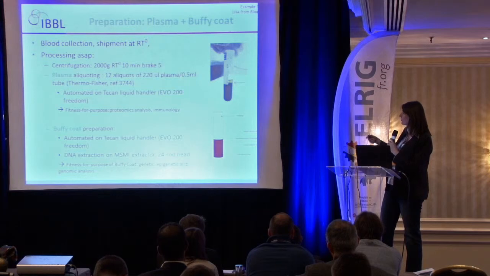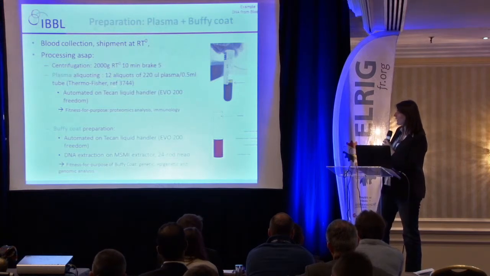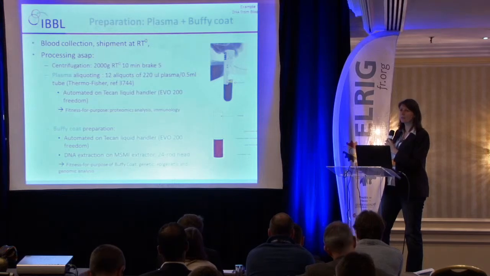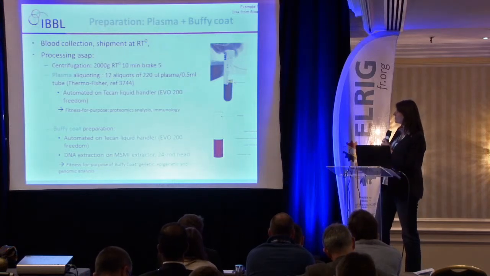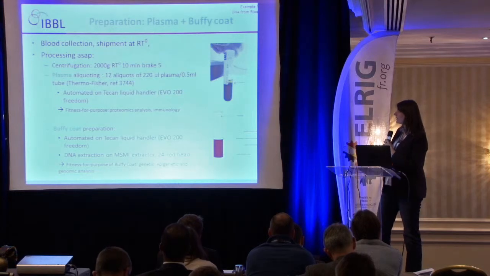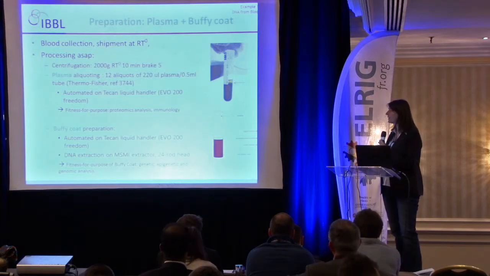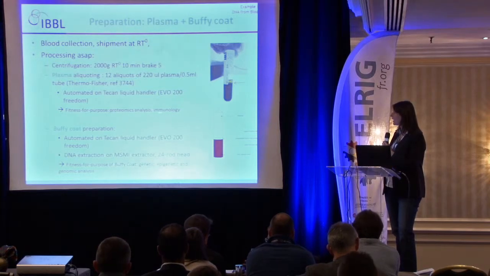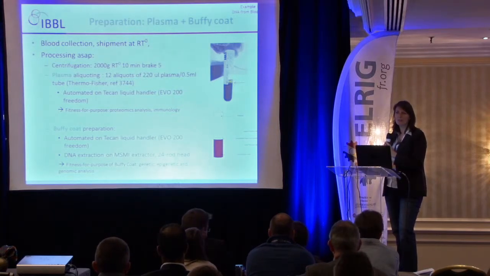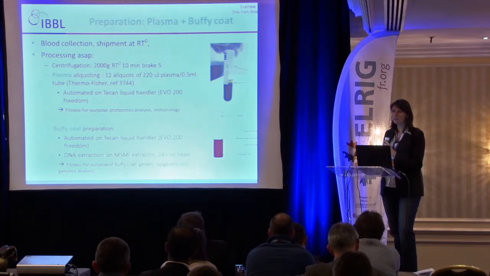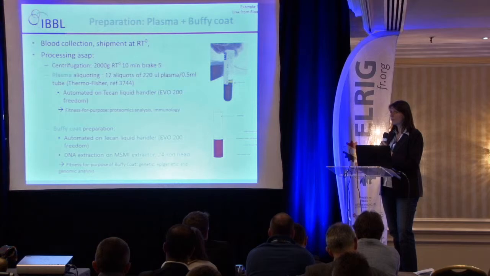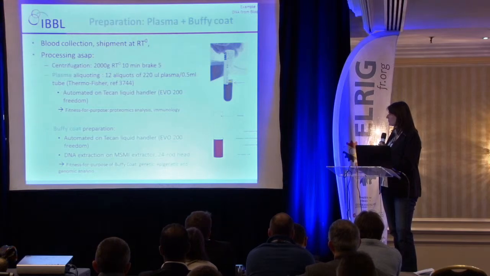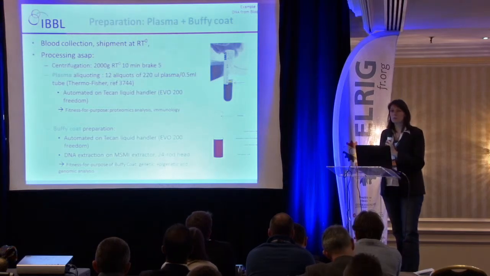Just before I come to the DNA extraction, some words about the plasma aliquoting. As a standard protocol, we prepare 12 aliquots of 220 microliters plasma. This is automated on the Tecan liquid handler. We could show in a validation study that these plasma samples are fit for purpose, mainly for proteomics and immunological parameters testing. Proteomics already has quite high, stringent levels of quality requirements, and we could show that our samples are fit for this purpose.